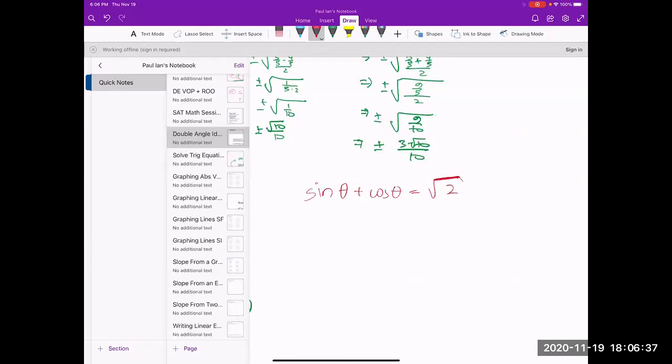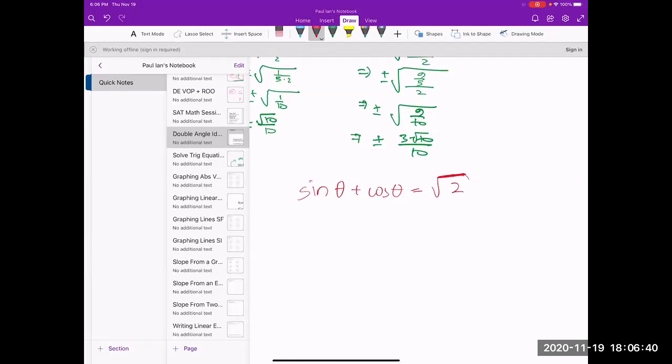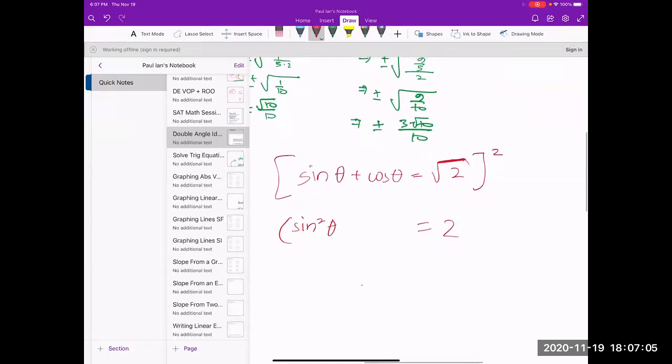So for this one, what did you end up doing? I would think you have to square this. Yeah, I squared both sides, and then you get sine squared plus cosine squared plus 2 sine cosine, and sine squared plus cosine squared is 1. So then I get 1, and you can switch 2 sine theta cosine theta into sine 2 theta. Yep. So I get 1 plus sine 2 theta equals 2, and then I subtract the 1, so sine 2 theta equals 1.